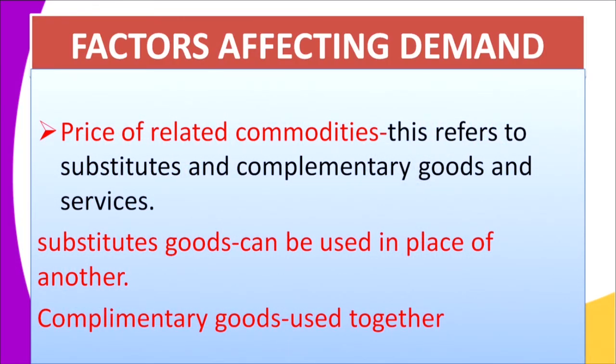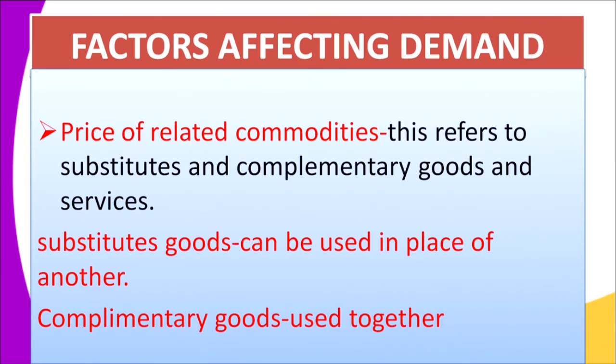Now we are still on factors affecting demand, and the other one is the price of related commodities. So we talk of commodities that are related, and commodities can be related in two ways. They can be related as substitutes, and they can also be related as complementary. Now, when you talk about price of related products, we first of all look at substitute goods, and substitute goods are goods that can be used in place of another.